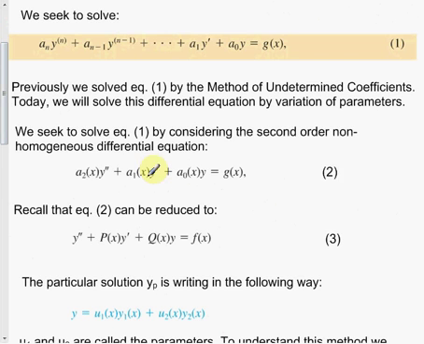How do we get from equation 2 to equation 3? Just divide everything by that a sub 2 of x. And so here the p of x is a sub 1 divided by a sub 2. The q of x is a naught divided by a sub 2. We'll need q of x later on. We don't need it now.